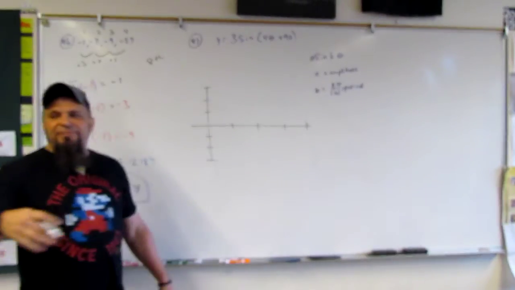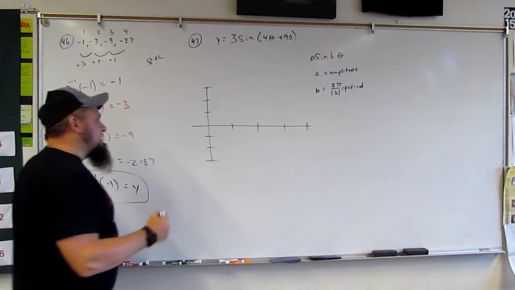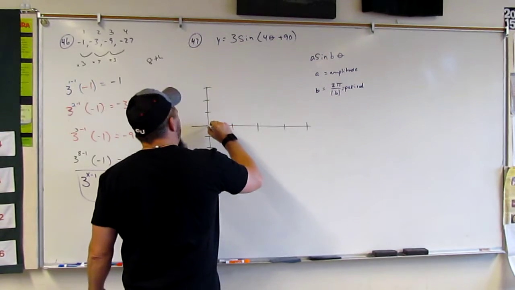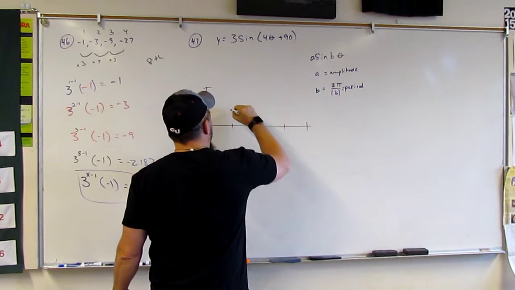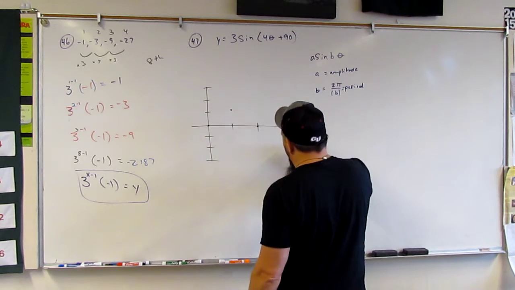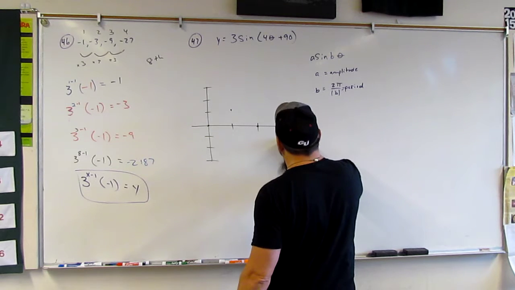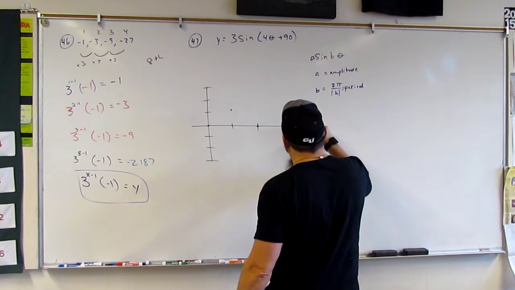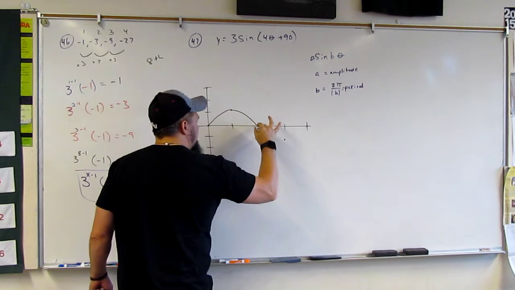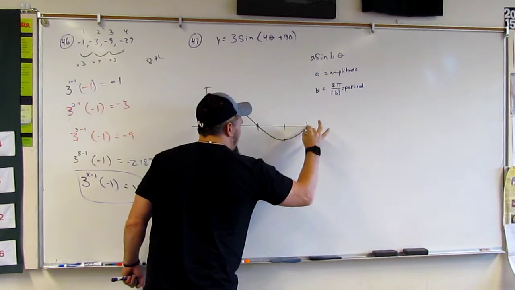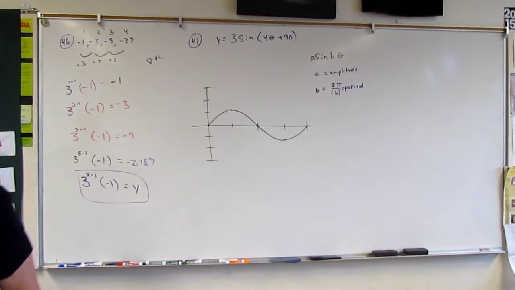Alright, so let's graph the original one. Okay? Just a sine curve. So a sine curve goes from here up to here, through here, and down to here, and back to here, right? So it's just going to come up, down, and around. That's a sine curve. Okay?